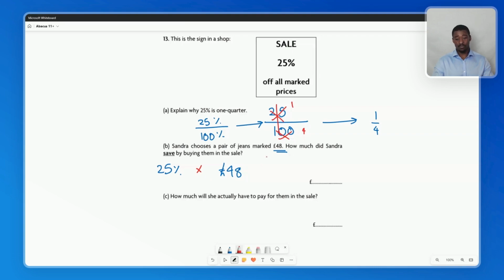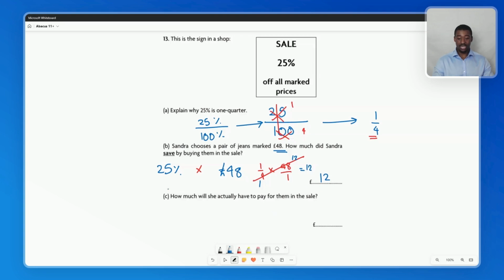And we already know 25% is equal to 1/4. We just worked that out. So here we have 1/4 times £48, or 48 over 1. And we can cancel across this diagonal. 4 goes into 4 once and into 48 12 times. So this is going to be £12 in savings.